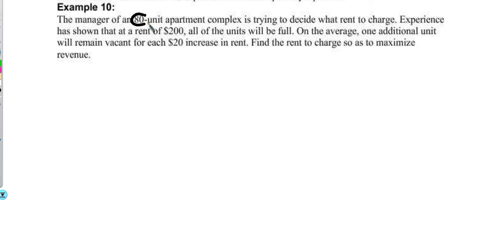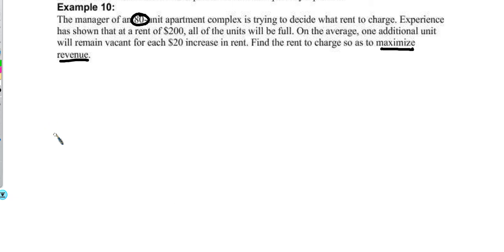So I'm going to circle the 80, that's important. And we've shown that if we had a rent of 200, all of the units will be full. On average, if I increase the rent by $20, I will have a vacant unit. Each time I increase by $20, somebody says, no, I'm not paying that, and so I have a vacant unit. And I want to find the rent to charge so as to maximize revenue.